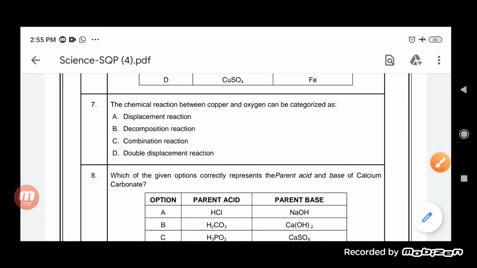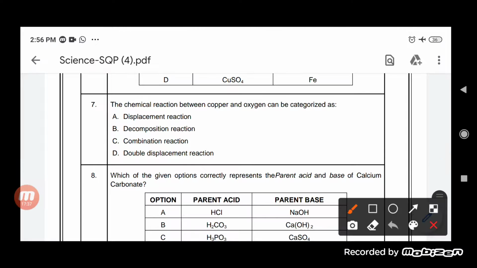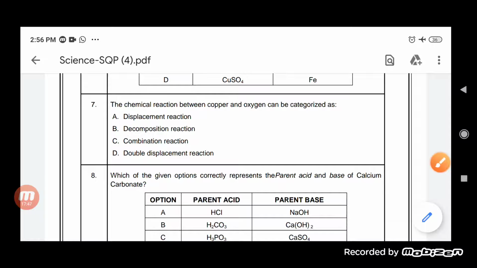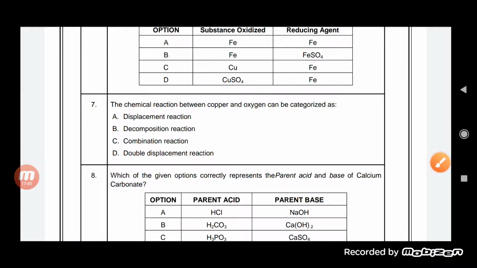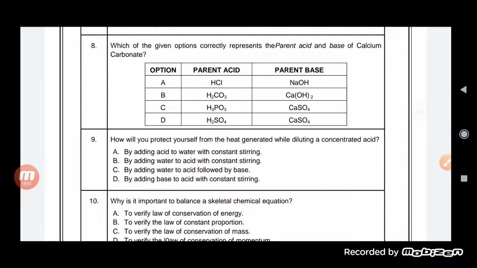So the copper and the oxygen, both of them react together to form the combination reaction. So this is not a displacement reaction, not a decomposition reaction, and no double displacement reaction will take place, but yes, it is a combination reaction, in which two or more reactants combine together to form a single product. Okay, so this is a combination reaction. Now let us move on and see the next question.